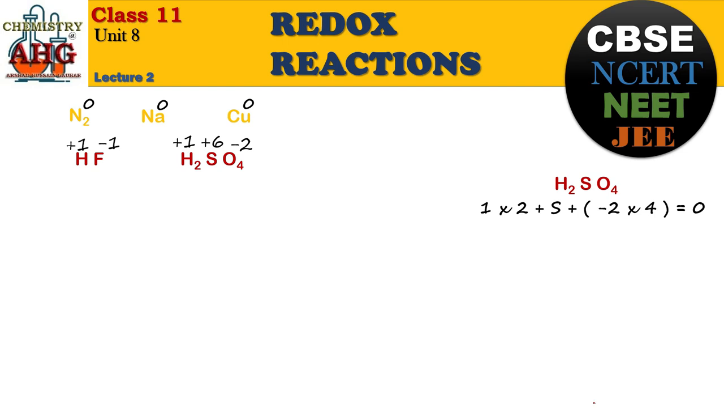If we solve it mathematically, what you can come to know: 2 plus S minus 8 is equal to 0. S minus 6 is equal to 0. S is equal to +6. So the same oxidation state we can also find by using this method.